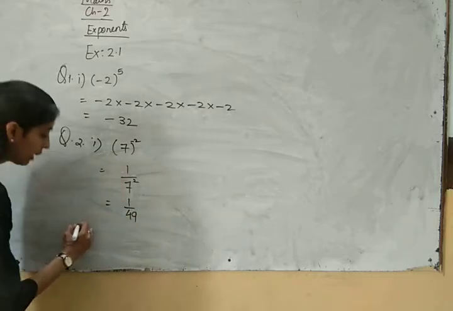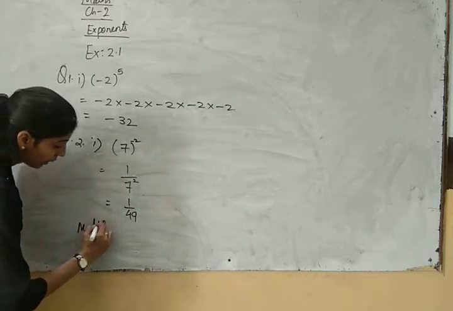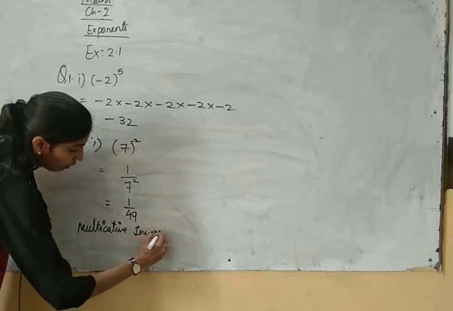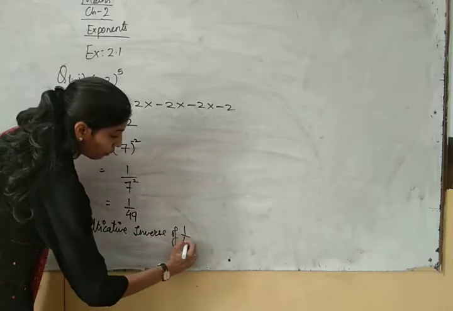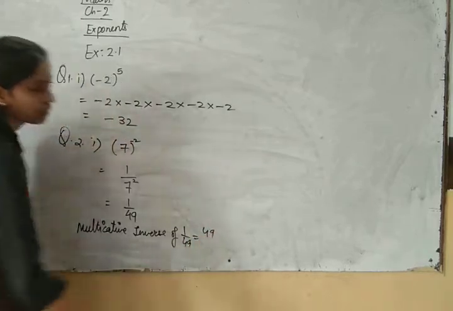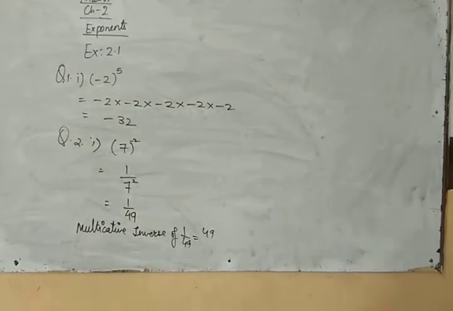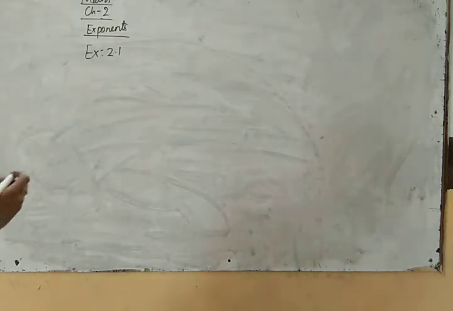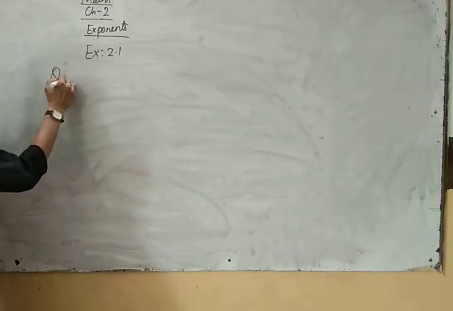And the multiplicative inverse of 1 upon 49 will be 49. Remaining parts of questions 1 and 2 you have to do yourself. Now we will be starting question number 3.